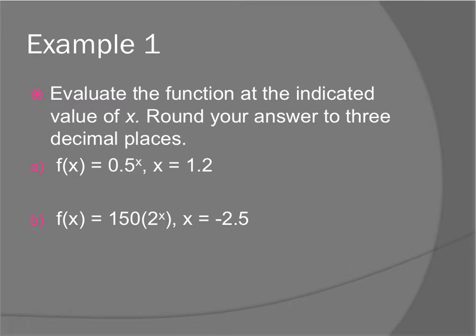This brings us to example 1. Evaluate the function at the indicated value of x, rounding your answer to 3 decimal places. These we would just put in the calculator. So you just do 0.5 raised to 1.2. If you're doing it on the phone calculator, you click the x raised to the y button. So you would put the base number, 0.5, click that x raised to the y, and then 1.2.